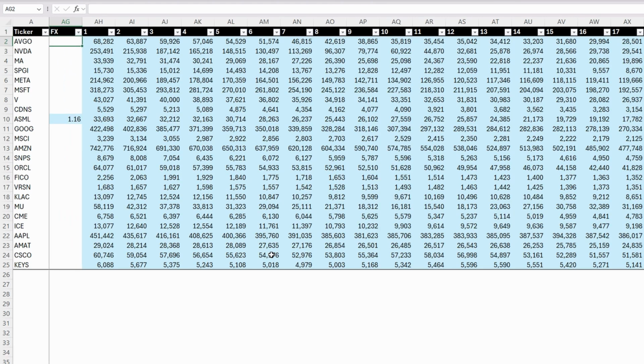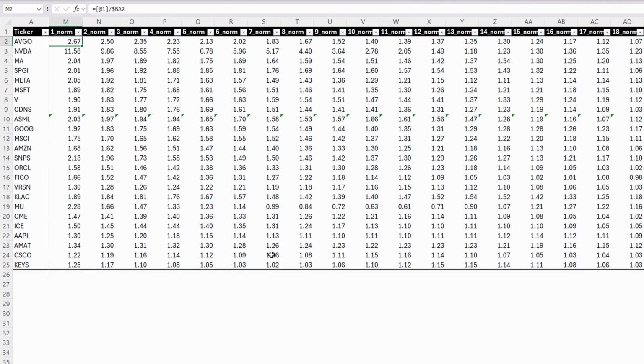Once I have my revenue, I then convert, if necessary, to the right currency. So most of my companies are in US dollars, but I do have ASML, which is in euros, so I convert the euros to dollars. After that, I normalize the data so all the companies can be compared fairly.